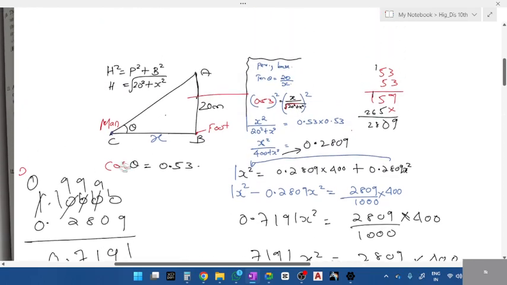Right? So the cos value was given, we took cos, we converted. You can even use tan theta, but you have to convert this cos 0.53 from the table. From the table you have to convert into tan.